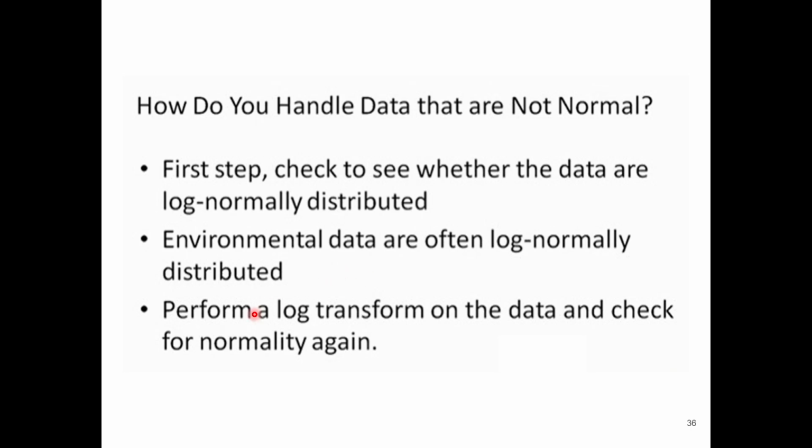In order to find out whether it is log normally distributed, we perform a log transform on the data and check for normality again. We take the data set and take its logarithmic value. We apply the ln, or log e, value to all the samples and all the data, and find the new transformed data set, which is log e of x, where x was the actual data set.